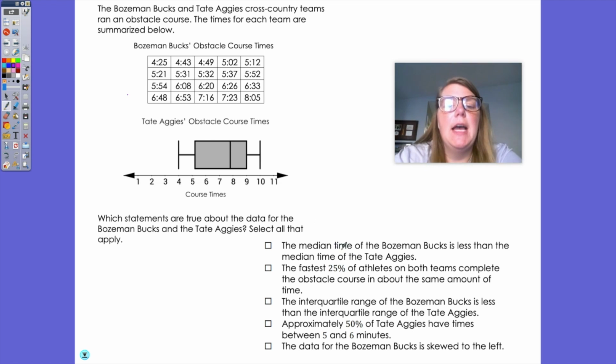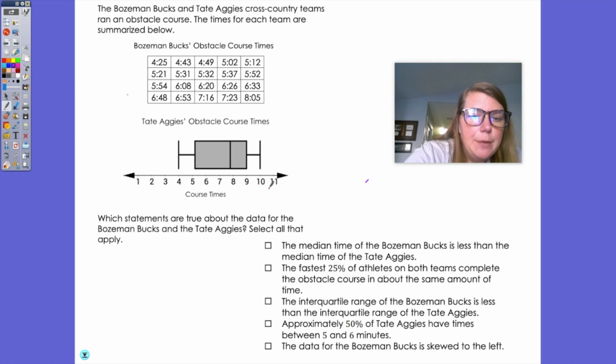The median time of the Bozeman Bucks is less than the median time of the Tate Aggies. If we look at the median time of the Tate Aggies, I would say that's about 7:45, we'll say.